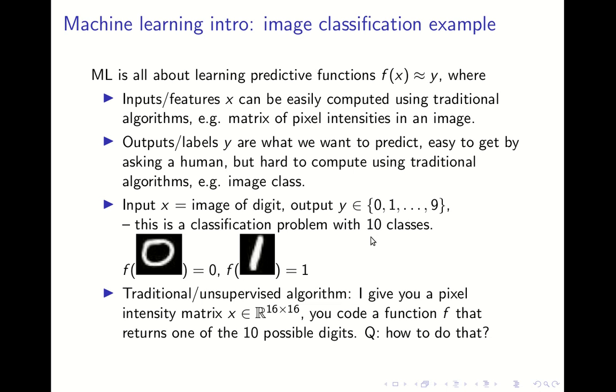With traditional algorithms, the problem would be: I give you one of these images or pixel intensity matrices, for example a matrix of 16 by 16 real numbers, and your job is to code a function f that returns one of the 10 possible digits. So how to do that? Well, nobody really knows how to do that, so we're using machine learning instead.